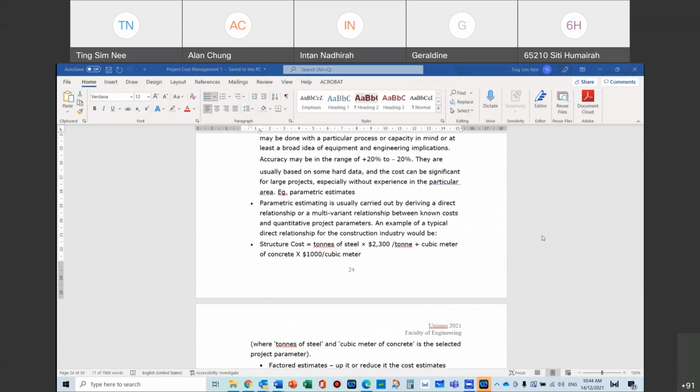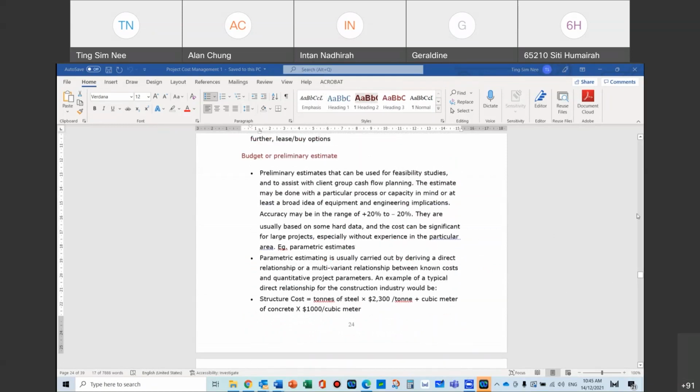You just take two parameters, and then let's say structure cost, you take steel and concrete. So with that, you just calculate based on old projects, like other old projects that you are looking at.